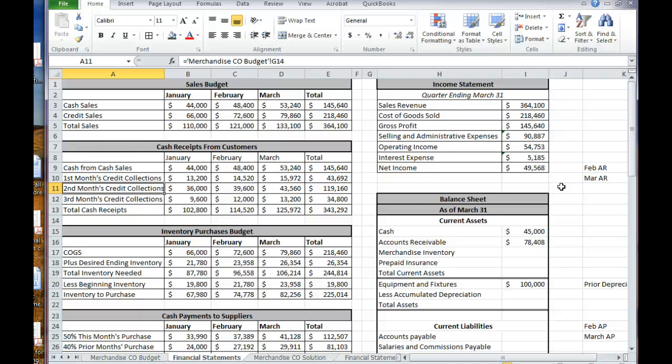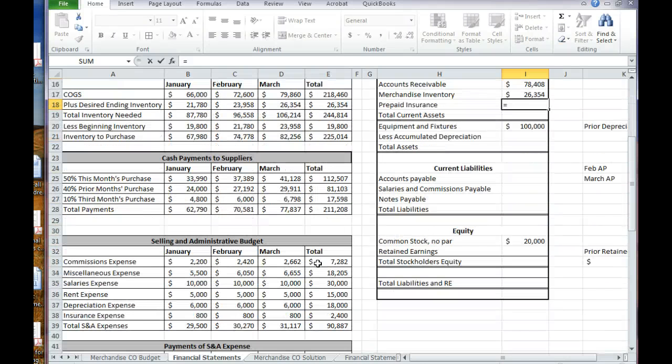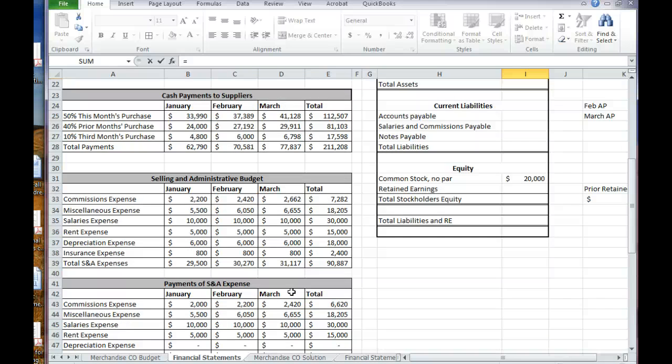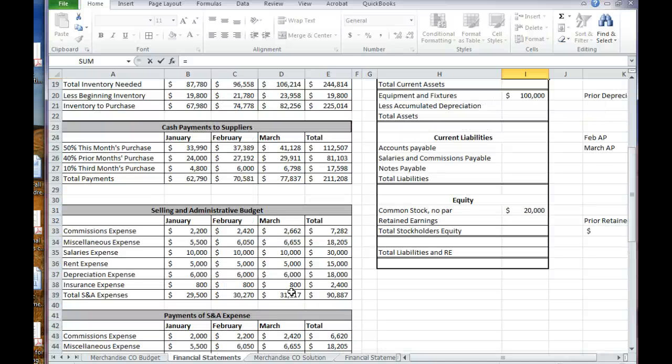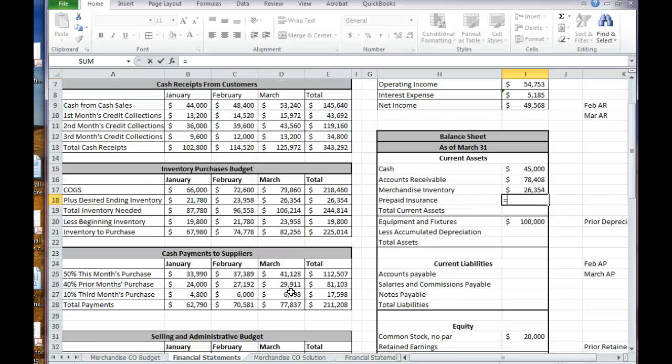Your merchandise inventory. Where is that? Well, that is your ending inventory balance, the desired ending inventory. So you just take that number right there. How about prepaid insurance? Remember seeing that somewhere? Remember, prepaid insurance is an asset. People always struggle with that one a little bit. Let's see, we have the insurance expense. Well, let's calculate that. We know we have $800 of insurance times 12 months. Let's go ahead and put those in brackets.